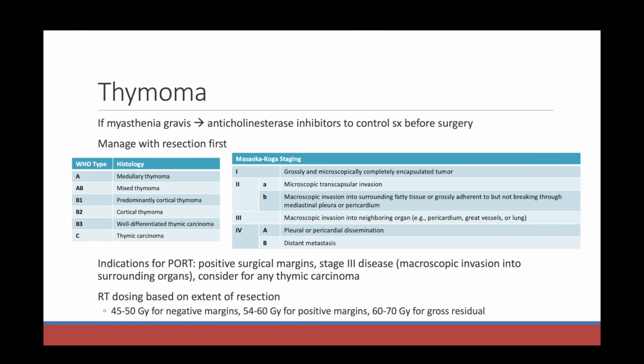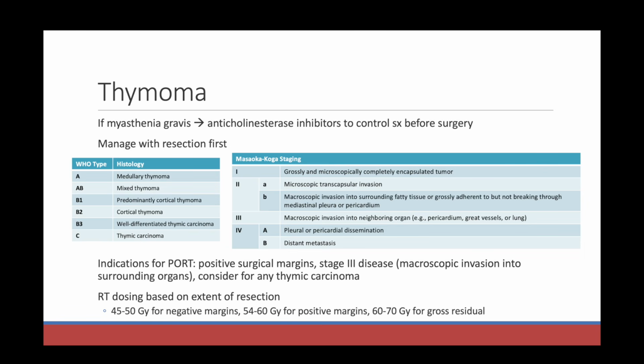Thymomas are managed first with resection, and there's different histologies that we can see. So there's type A, AB, B1, 2, 3, and C. Type C is thymic carcinoma, and these are always going to get adjuvant radiation. And then these other A, AB, and B histologies, we only give adjuvant radiation if they have more advanced stage disease.